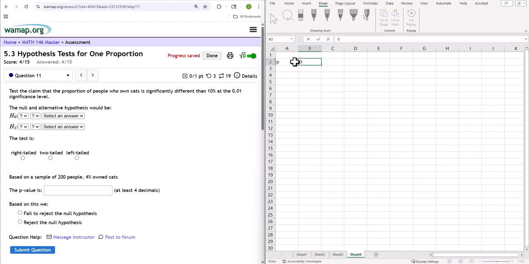Our proportion, 10%. From that, we can get Q. Remember, Q is 1 minus P. And this, for now, is the P from our claim here. We also have an alpha, and I'm going to write it here since it showed up at this point, 0.01. Now, our null hypothesis is going to be that P is equal to 0.10.